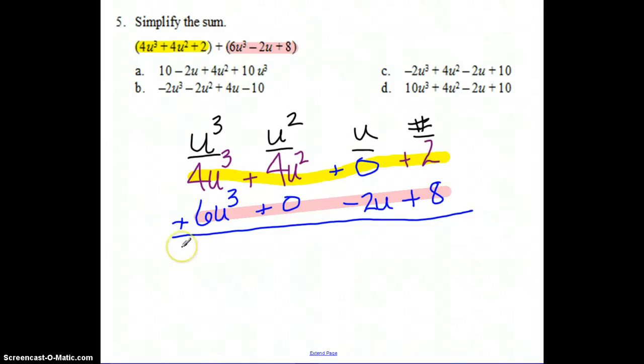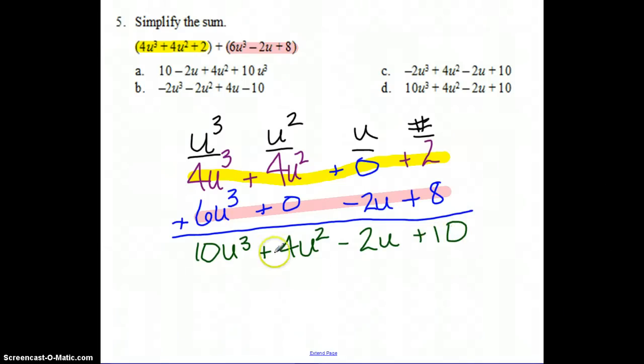And then I'm going to go through now and start totaling my columns. So 10u cubed plus 4u squared minus 2u plus 10. So now that I have this part done, I'm going to look for where that matches here, and on 5 that means D would be my answer. Now remember, I'm going to look for this totaling down the side somewhere, so be sure to show your work.